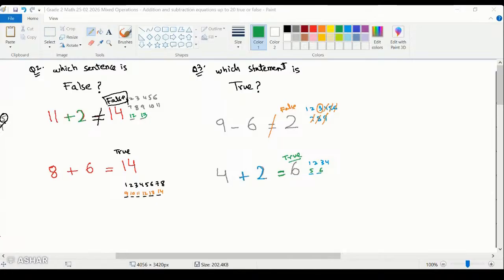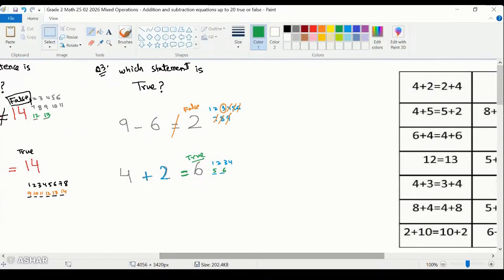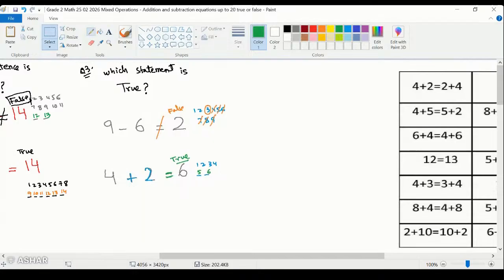Yes, May. 4 plus 2 is always equal to 6. Okay. Let's do another example. I will do some of these questions. I copied some statements. We will do those two as well.